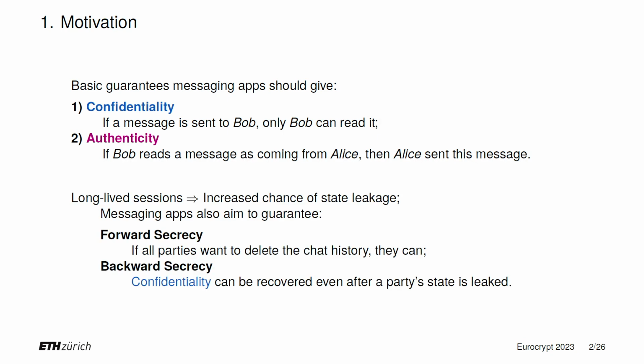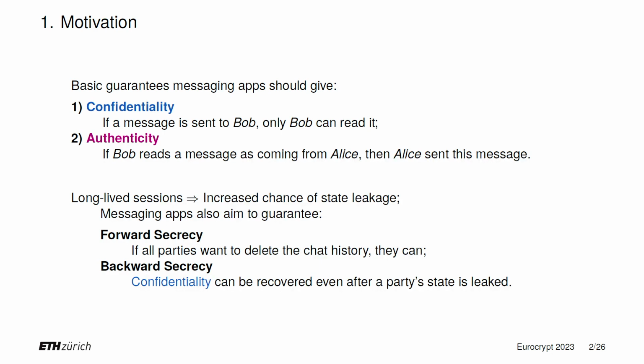And because we tend to have long-lived sessions on our phones on these applications, current messaging applications also try to give us guarantees like forward secrecy and backward secrecy. Forward secrecy guarantees us that if all parties want to delete the chat history, then they can do this. And backward secrecy gives us guarantees that even after a party's phone is compromised, it is possible to recover, for example, confidentiality.